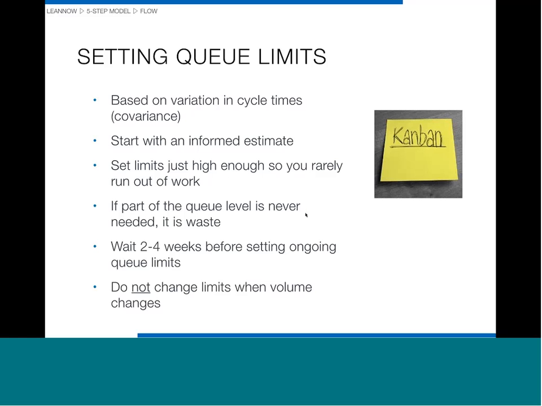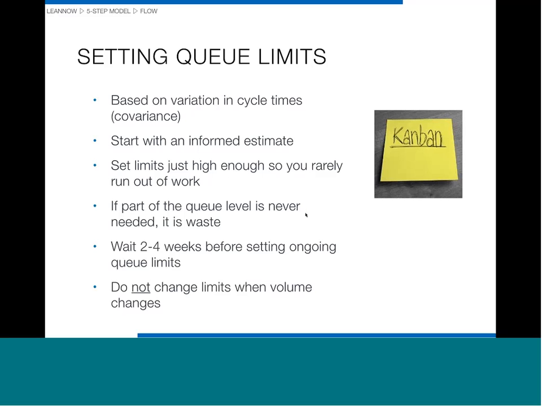So generally we say, use an informed guess at what the queue limit should be, and then watch it for 2 to 4 weeks after setting the board up, adjusting the queue limit as you go, as you understand more about how the processes work. And then when you get close, after about 2 to 4 weeks, set the queue limits as a standard, and then use process improvement to adjust those queue limits from that point forward.